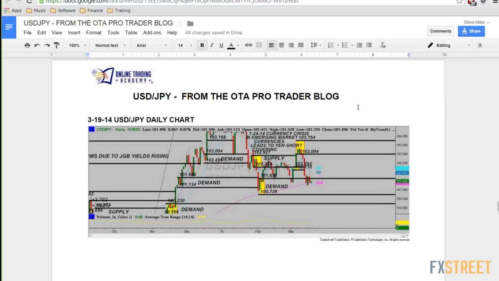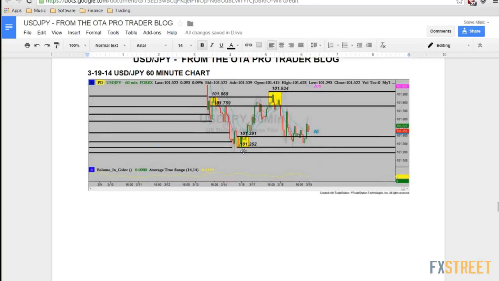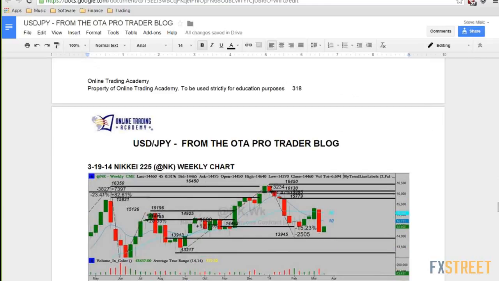And usually when that happens, the same result usually happens. We eventually take out that demand and we begin to move lower. And this time we only move as low as 101.26, and we begin to rally again from these new lows. Same thing with the Nikkei.